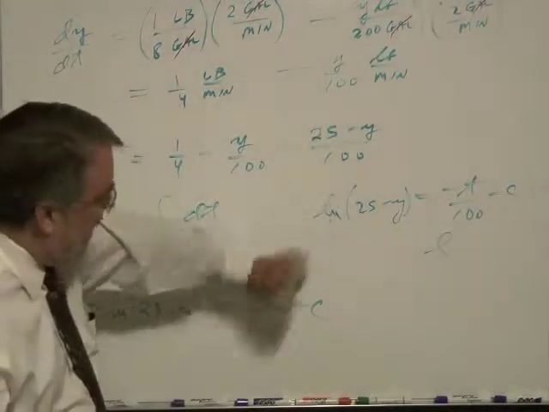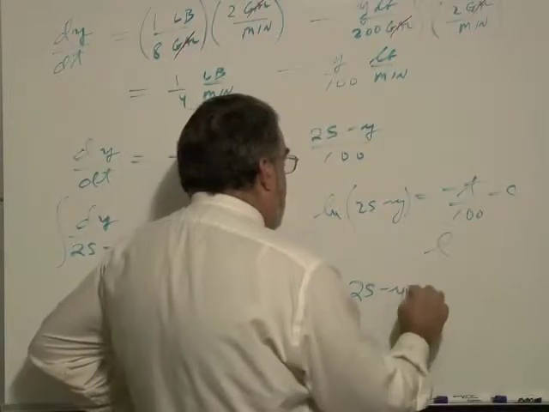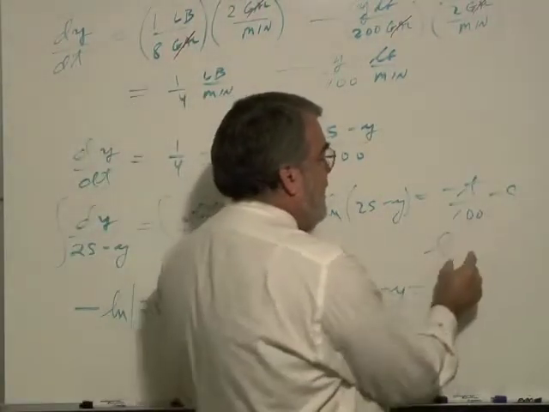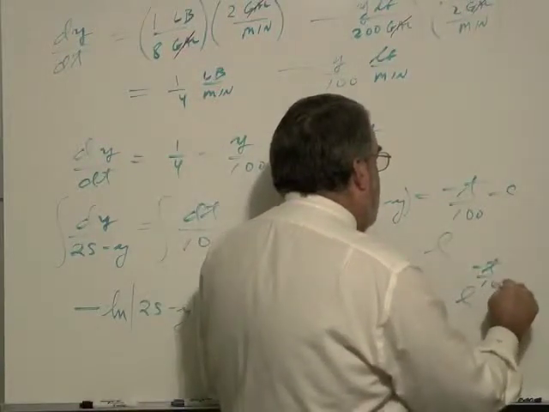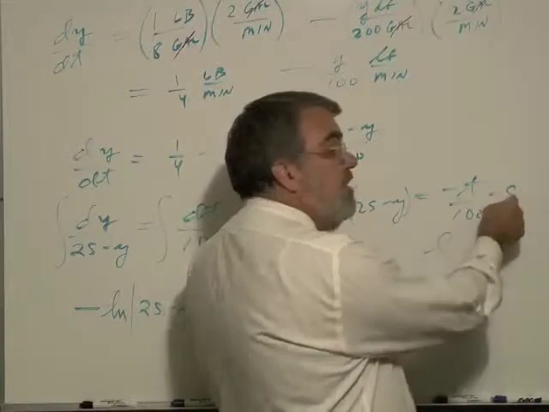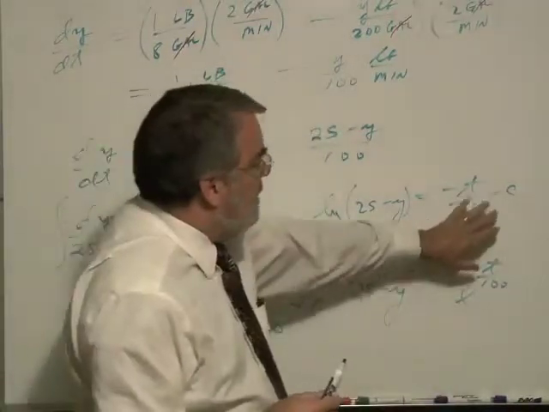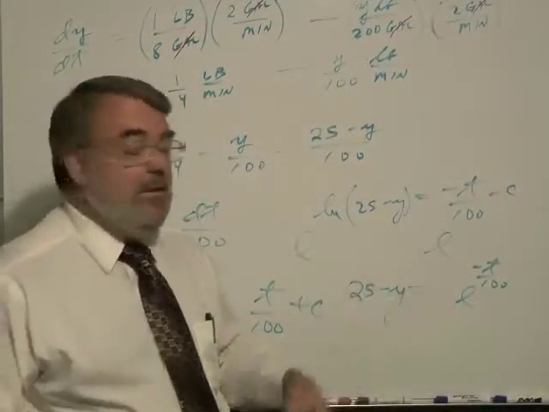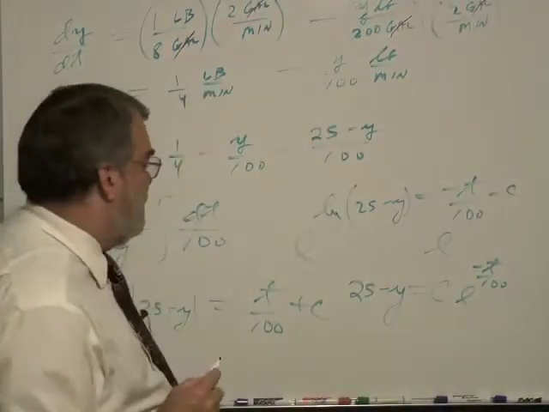And so this cancels. I have 25 minus y equals, and here we go again, I can split this up into e to the negative t over 100 times e to the negative c by using the rules of exponents. Well, e to the negative c is a constant. I'll just call that c. So I'm going to rename my constant like so.